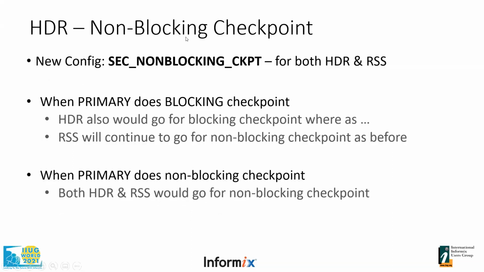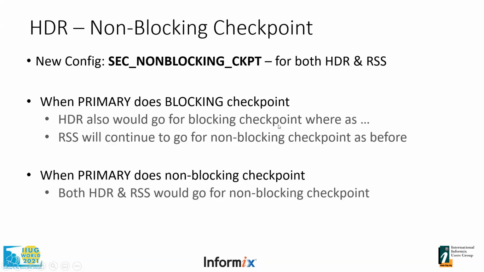So how do we do this? There is a new configuration parameter, SEC_NONBLOCKING_CHECKPOINT, which mimics RSS_NONBLOCKING_CHECKPOINT. That's the existing one. So now this new onconfig parameter is going to be available for both HDR and RSS. In both types of servers, this will be honored. Okay, so what happens when the primary does a blocking checkpoint?